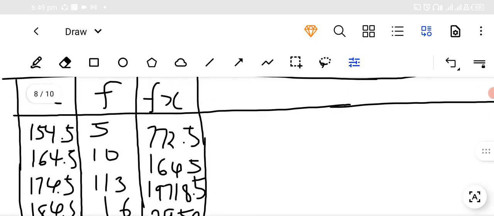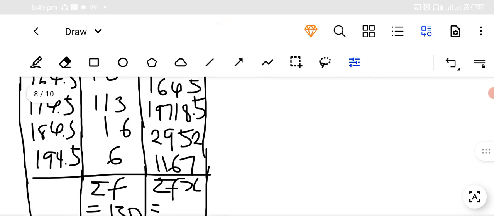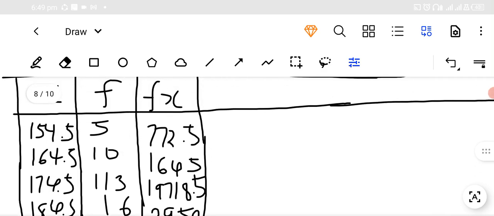Then the next one will be 772.5 plus 164.5 plus 19,718.5 plus 2952 plus 1167. So 1167, 2952, 19,718.5, 164.5, 772.5, gives 24,774.5.